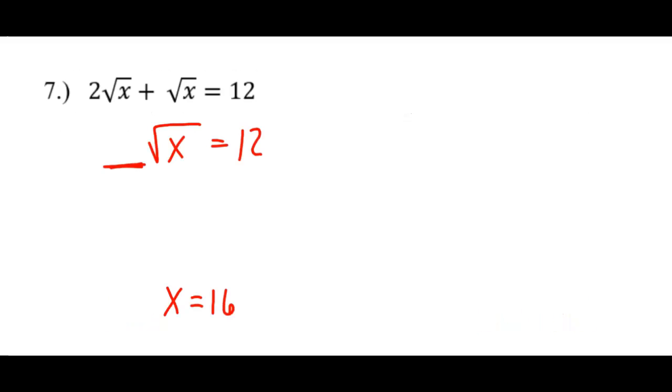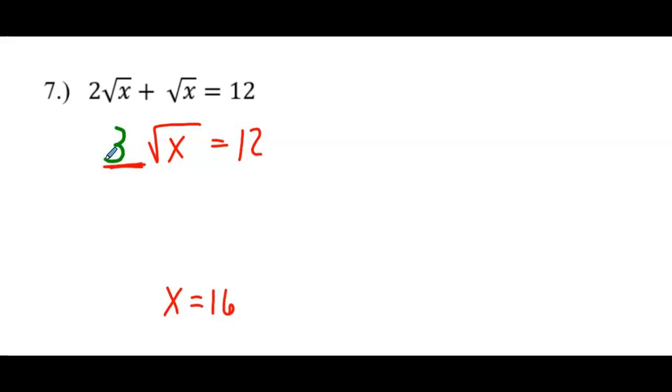Last problem to look at is 2 times the square root of x plus the square root of x equals 12. How many square roots of x do I have in this pile? I'm hoping you said 2. How many do I have in this pile? I'm hoping you said 1. So 2 plus 1 is 3, correct. So a 3 goes here.